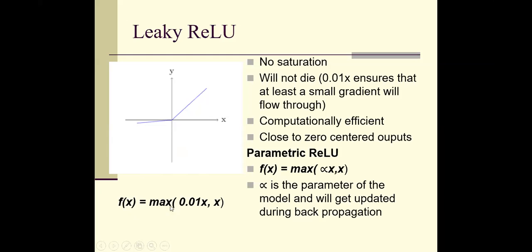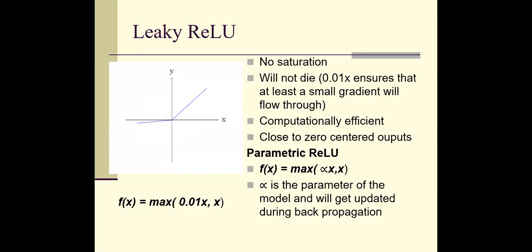Your f(x) is the maximum of 0.01x comma x. So the slope for this particular portion, when your x is negative, the gradient value is 0.01 instead of 0. This leaky ReLU does not saturate on the positive side, and it also does not saturate on the negative side, because it guarantees a small gradient value because of this slope parameter of 0.01. So there won't be saturation, and your neuron will not die. 0.01x ensures that at least a small gradient will flow through the network in backward direction.